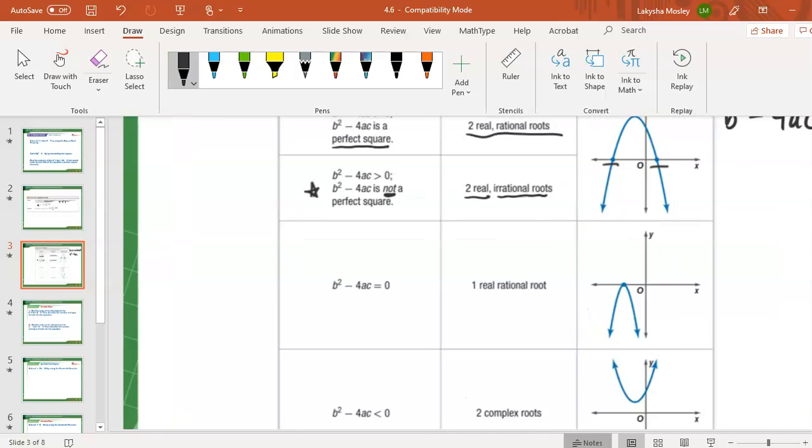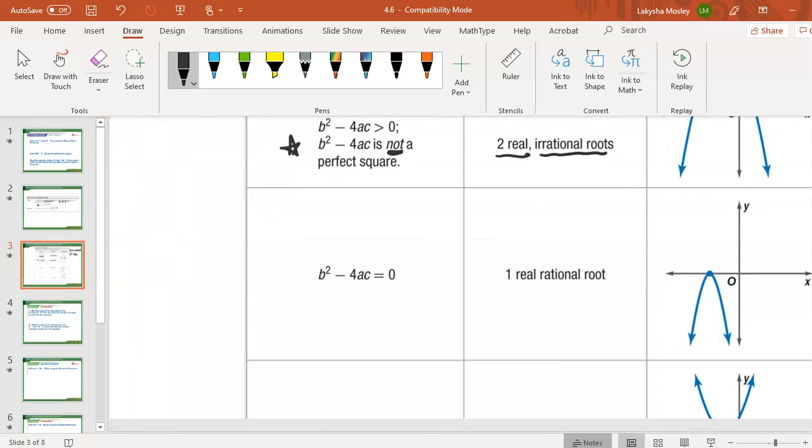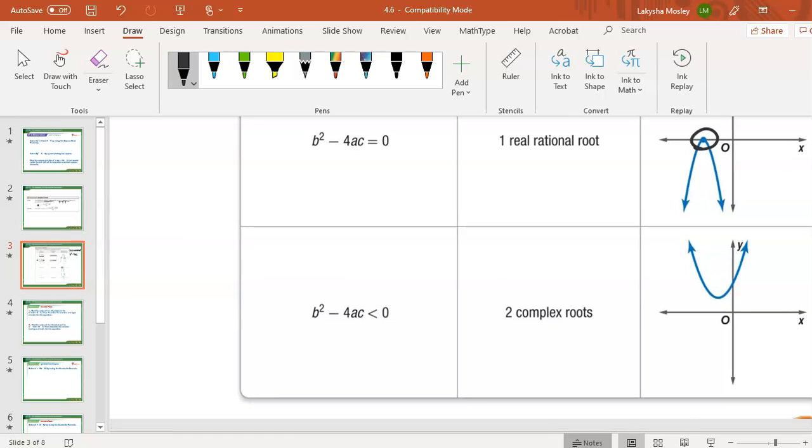If the discriminant is equal to 0, then there will only be one real rational root, so you only have one x-intercept. And if the discriminant is less than 0, so if you get a negative number, once you plug in your b value, square it, subtract away 4ac, you get two complex roots. And remember, complex roots are like a minus bi or a plus bi, right? There's a real part and then there's an imaginary part, which makes it a complex number.